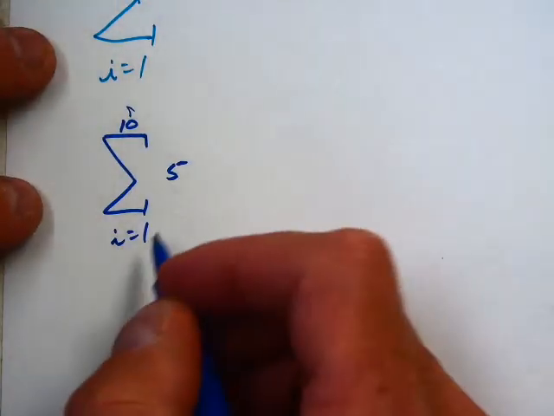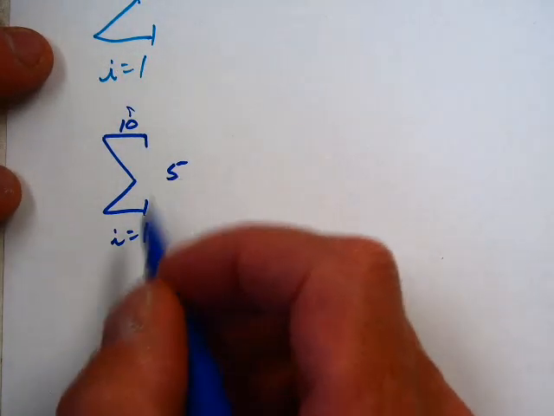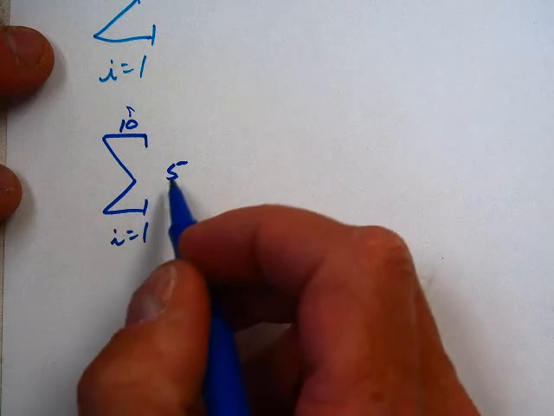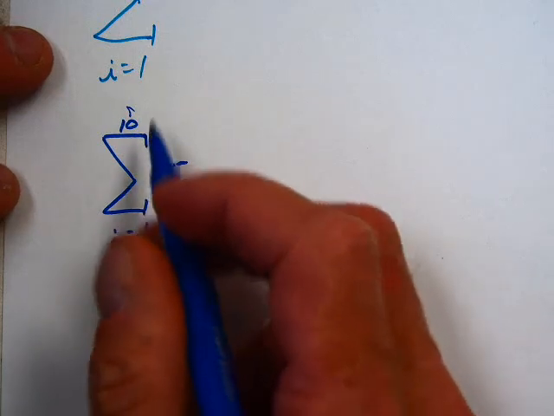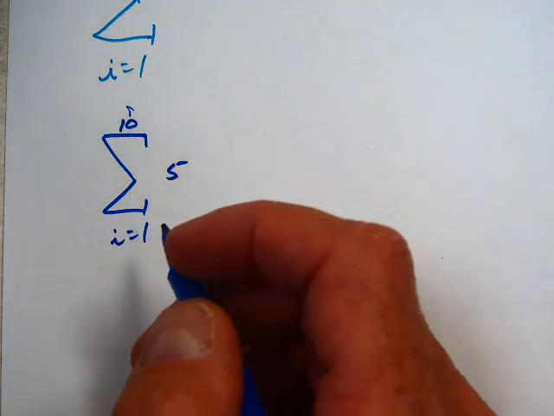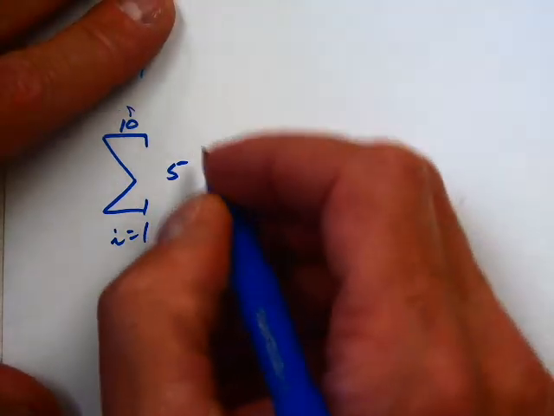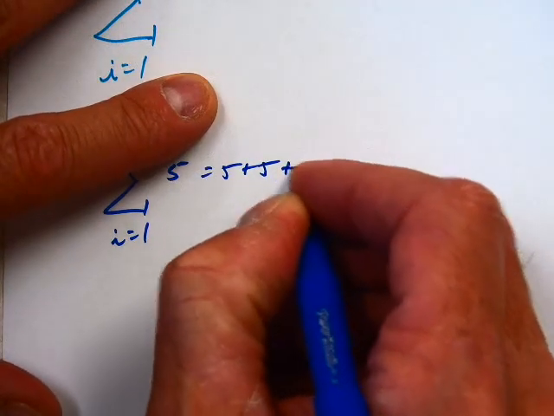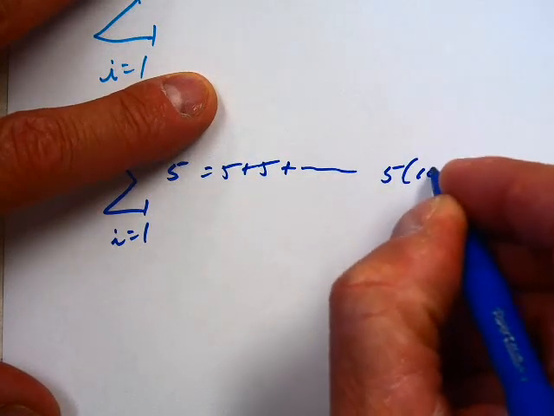Why 50? 5, 10 times. Because when i is 1, what I'm adding is 5. When i is 2, 5. When i is 3, 5. When i is 4, 5. So for every single term that you're adding, it's just going to be worth 5. So it's going to be 5 plus 5 plus 5, 10 times.